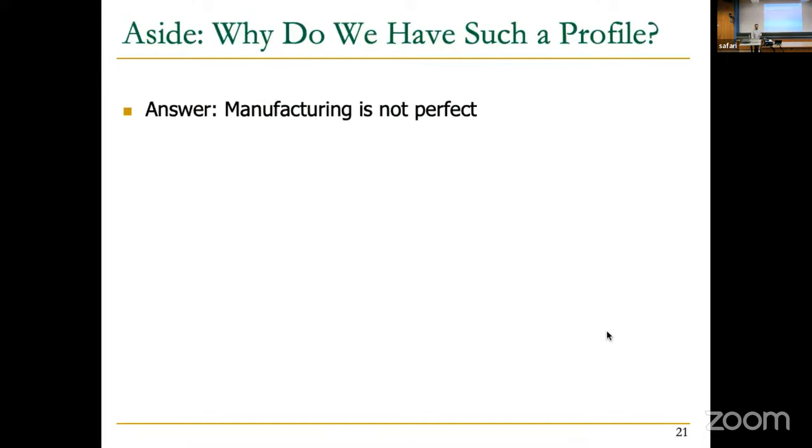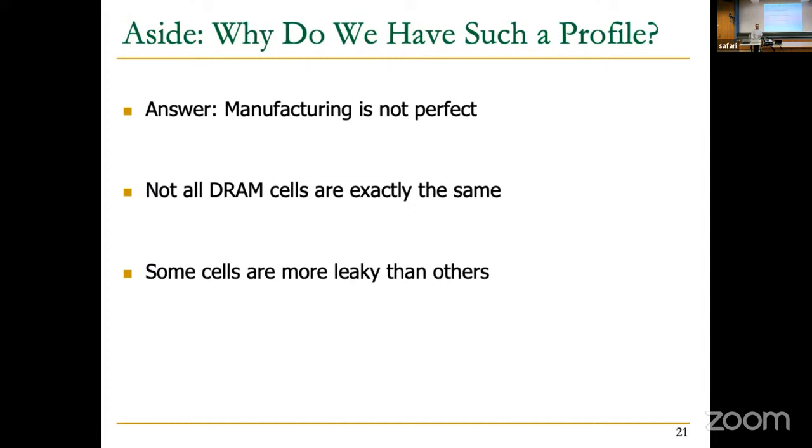So why do we have such a profile? It's because manufacturing is not perfect, and not all the DRAM cells have exactly the same physical characteristics in the DRAM chip. It's because of these imperfections in the manufacturing process. There's always some variation, and in different parts of chips you see different characteristics. As a result, some cells are more leaky than others. When you need to define a refresh rate, you need to account for the worst case. You need to set it based on the weakest cell you have so that you will not see any bit flips.